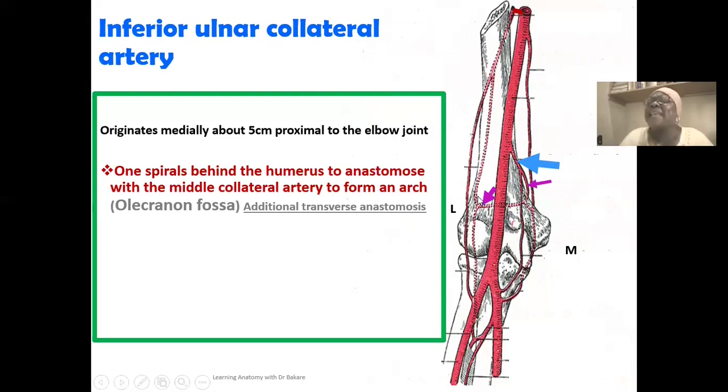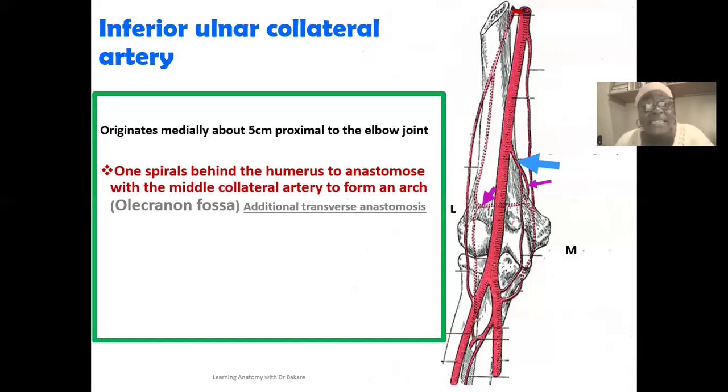And we already highlighted that on the lateral region, it will be creating an anastomosis with the interosseous recurrent artery, which of course is at the posterior region of the lateral epicondyle. This same middle collateral artery will also be creating an anastomosis with the spiral branch of the inferior ulnar collateral artery. And this is where we have the additional transverse anastomosis that is created.